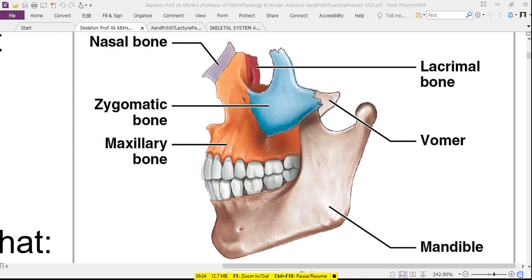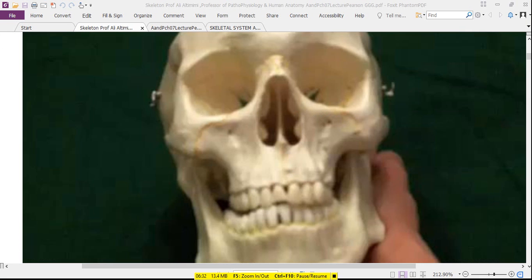This is a lateral view of the facial bones. In the lateral view, we can see the mandible, the maxillary bone, the zygomatic bone, nasal bone, lacrimal bone, and the vomer. And this is a frontal view of the bones of the face. This is the mandible, this is the maxilla, this is the zygomatic bone, and this is the nasal bone.